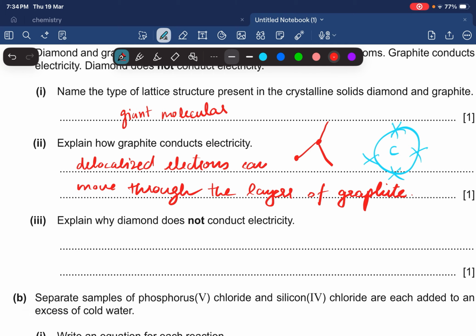Explain why diamond does not conduct electricity. Because in diamond, each carbon atom involves all its 4 valence electrons in bonding. So there's no delocalized free electron to move. It has no delocalized free electrons.